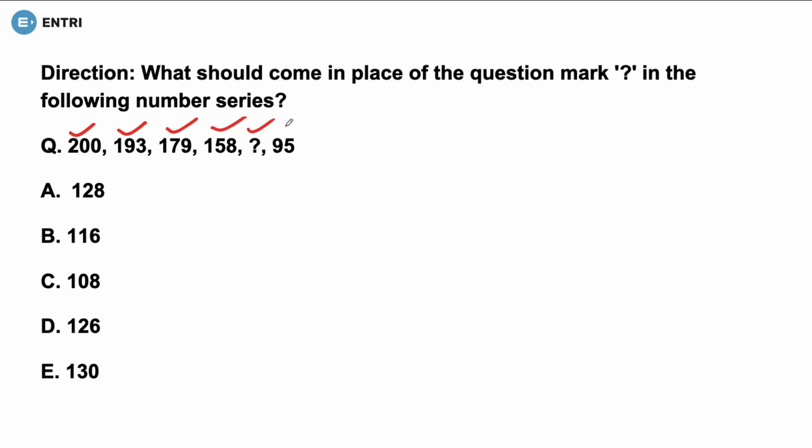Here you can assume it as x. Here it is 95. Now try to solve it out. Now if you solve it out, here's a sequence order given: 200, 193, 179, 158. Here let it be x, 95.